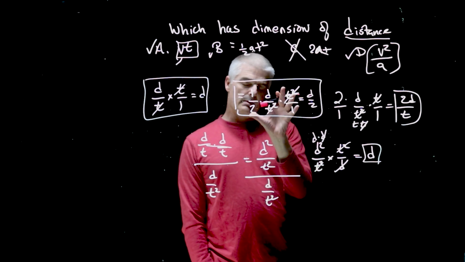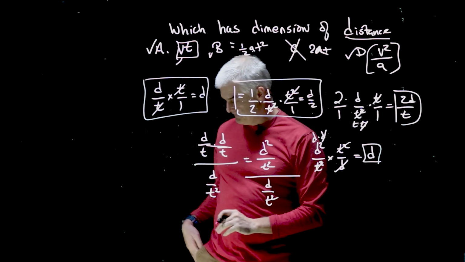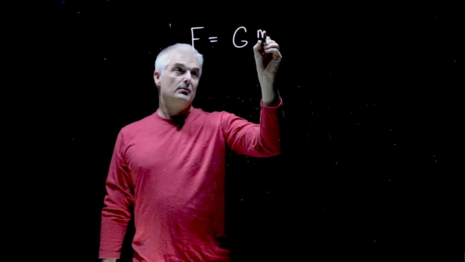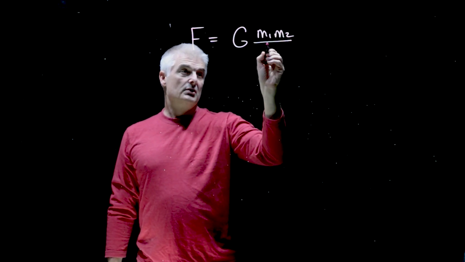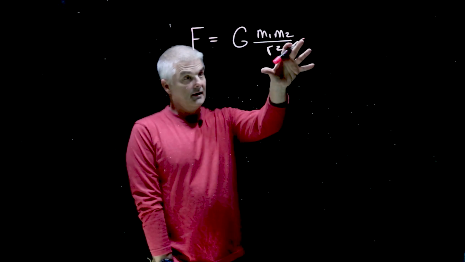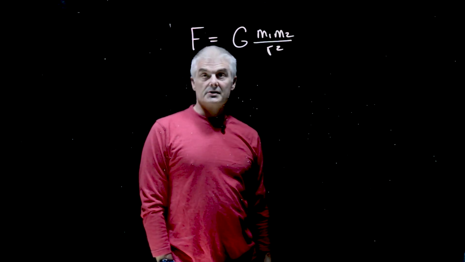Now let's talk about it when we plug in units. So let's say that we have, well, this equation. This is a very famous equation. F equals G m1 m2 over r squared. This is going to be a hard one. This is the law of gravity. Isaac Newton came up with this crazy equation.